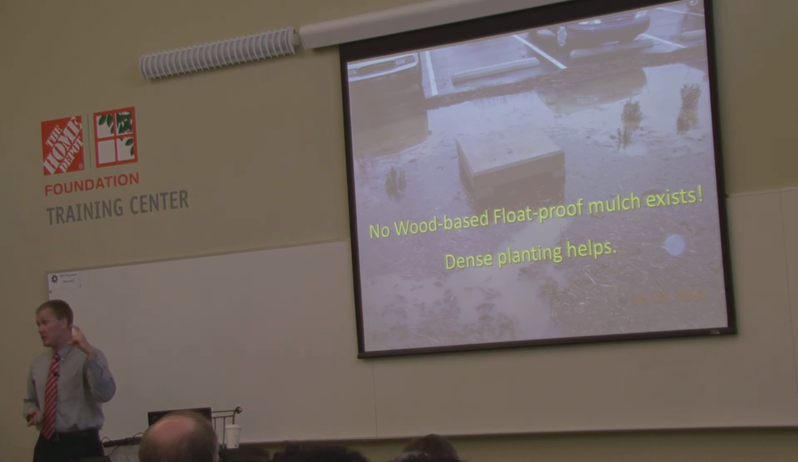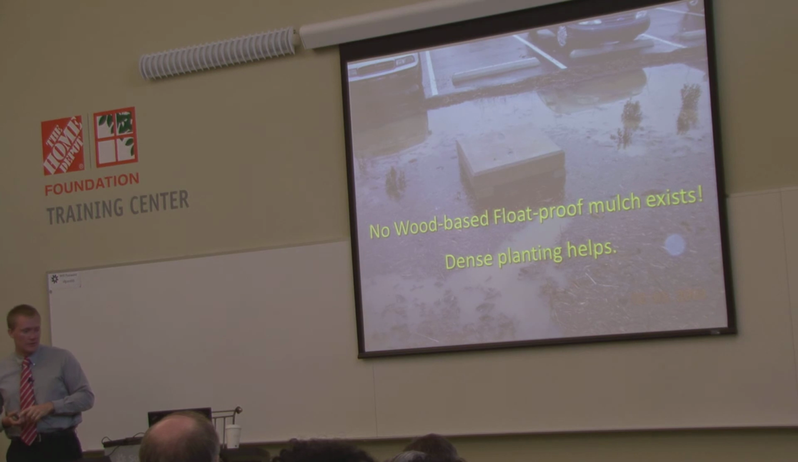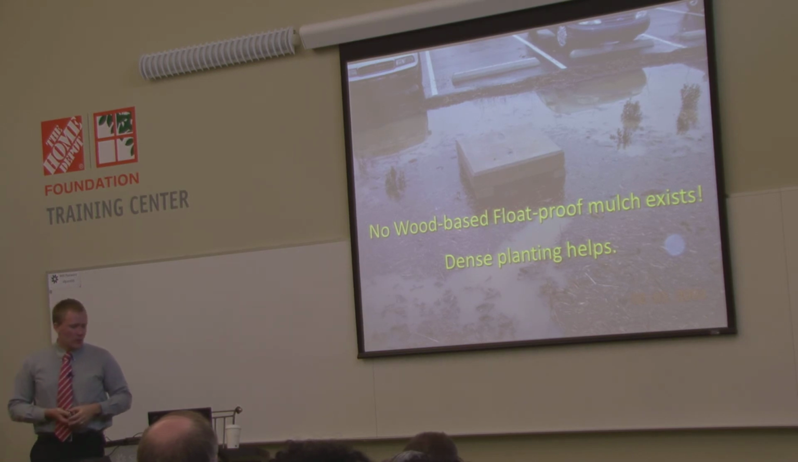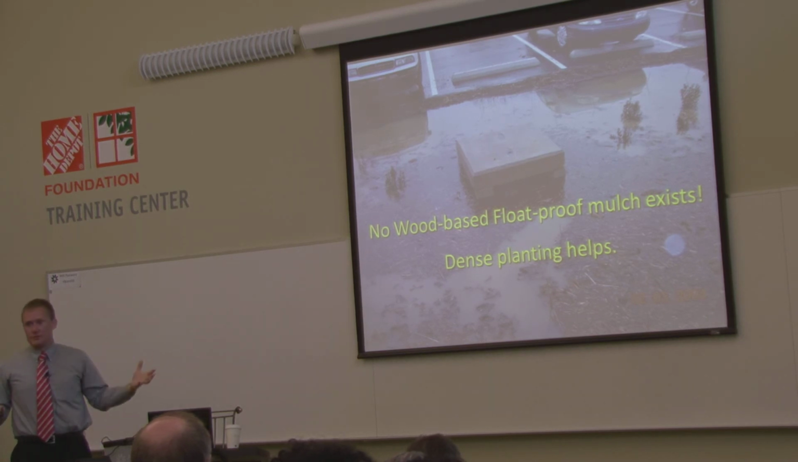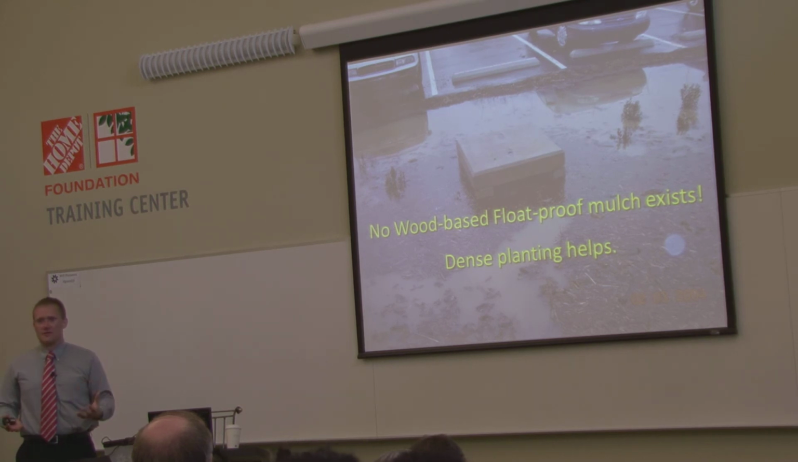So we recommend a 3-inch mulch depth, typically, 2 to 4. You are going to get floating of mulch. There's just no two ways about it. If anyone knows of a mulch that's really dense and doesn't float, please let me know. We'll make lots of money together.